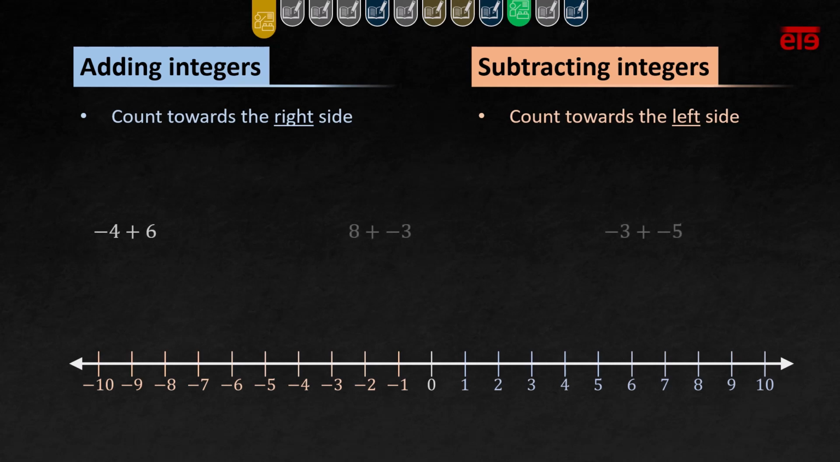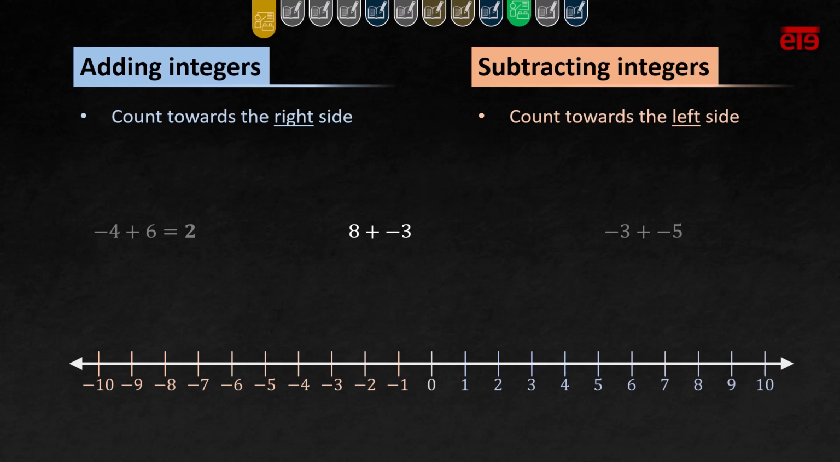Let's try these examples. When we add negative 4 and 6, we start from negative 4 on the number line. Since we are adding, we count towards the right side. We'll count 6 steps toward the right. Now we reach 2. So the answer for negative 4 plus 6 is 2.